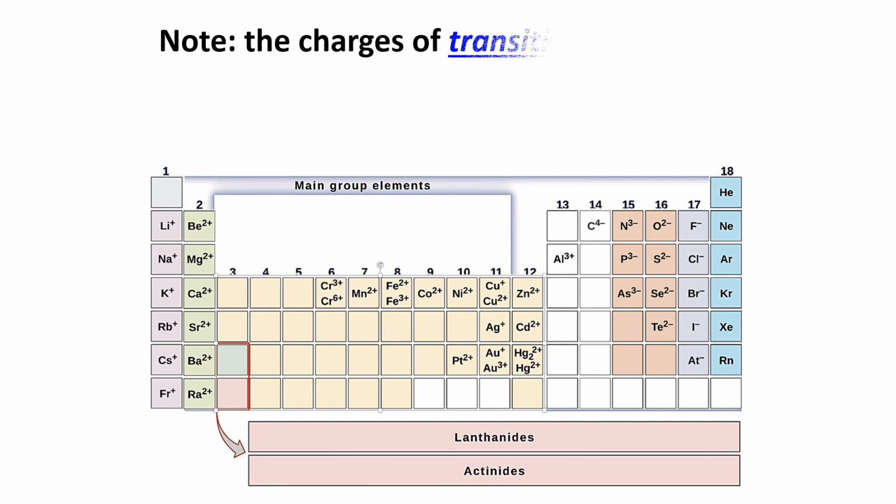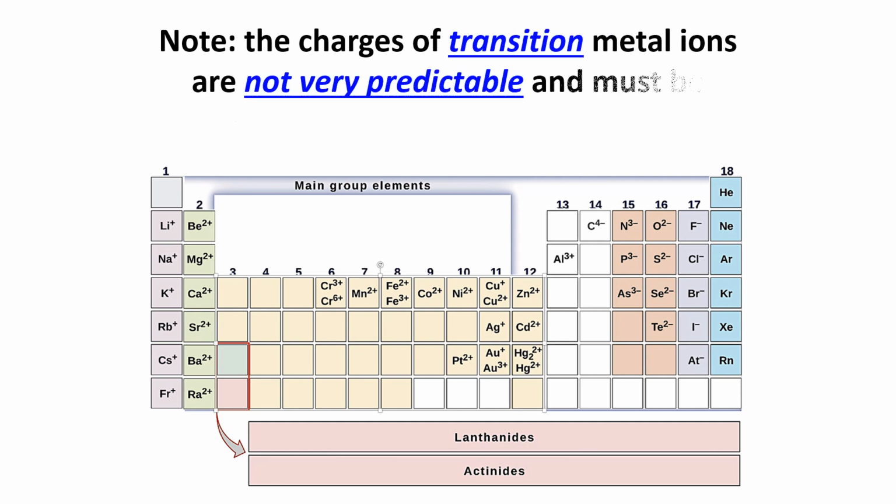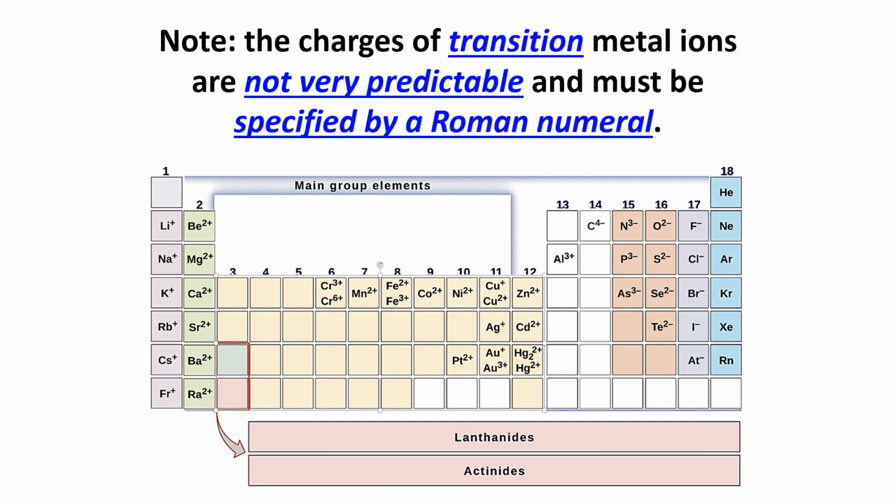I want to make a note here. Remember, the charges of transition metal ions are not very predictable and must be specifically identified by the Roman numerals in their names. So remember not to confuse the Roman numeral numbers with the quantity of the elements. They're not representing the quantity of the elements, but they are representing the charges of the transition metals.